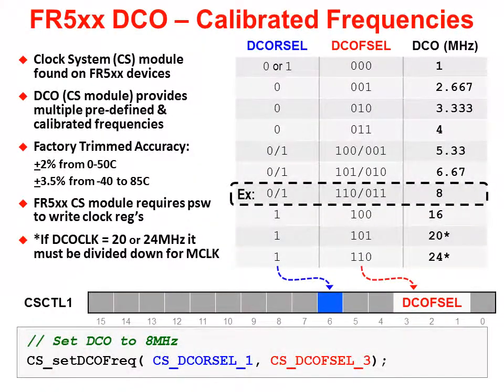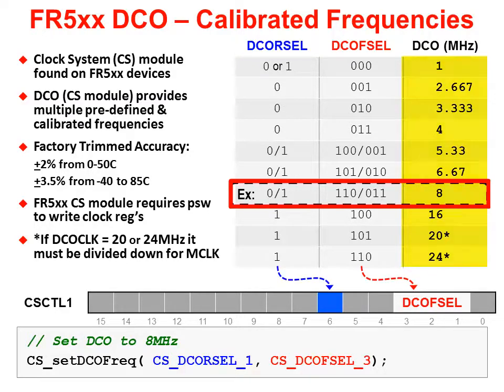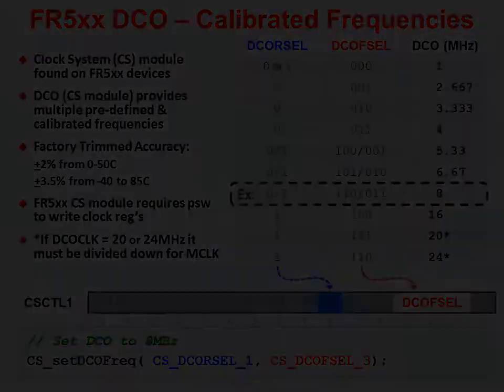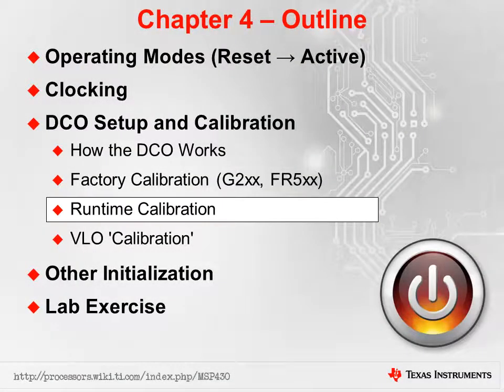The FR5969 DCO works a little bit differently. Here, they've defined 10 different frequencies. So once you've selected the frequency you're interested in, just pick the value for DCO range select and DCO frequency select that match the frequency you're interested in. Just plug those values into the driver lib function and you're all ready to go. So we've just seen how factory calibration works. Basically, it's static. You set it and forget it.